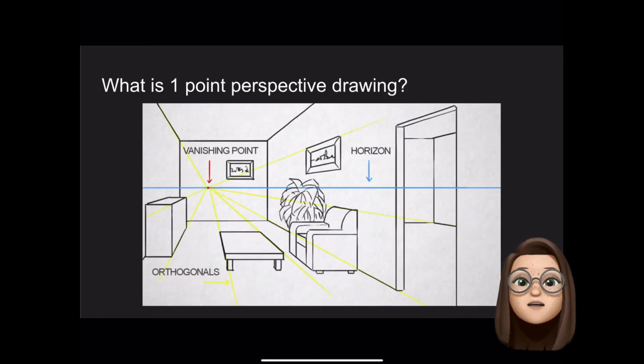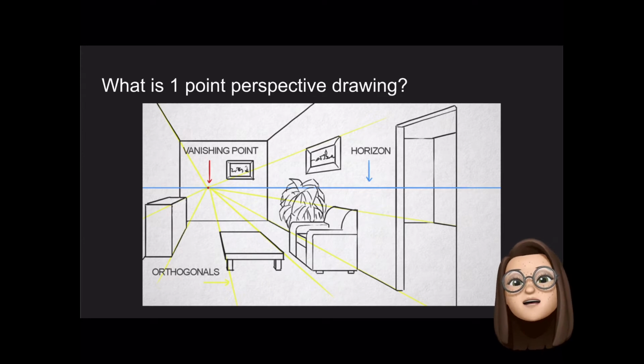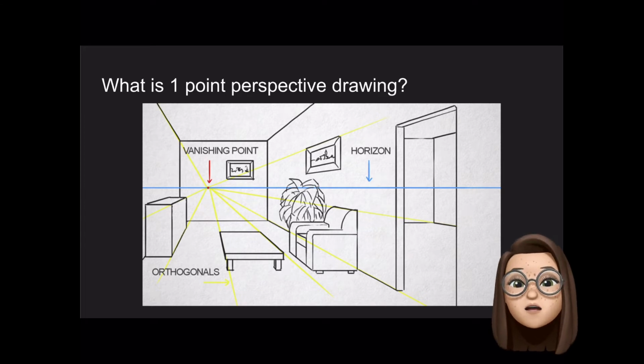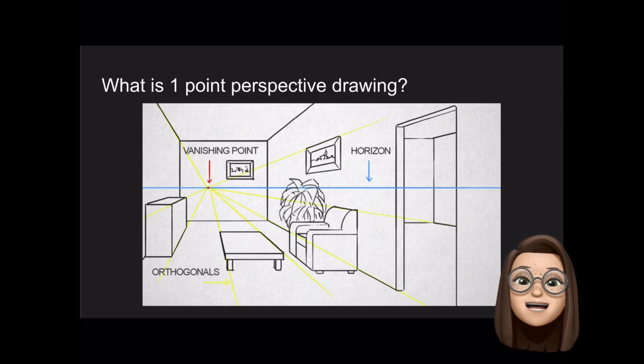Here is a drawing of a room in perspective. In this case, everything is labeled clearly for you. Our orthogonal lines are in yellow, so you can see how you could draw a room in perspective. This will be done when you get to Art 2, and even when you get to Advanced Art.